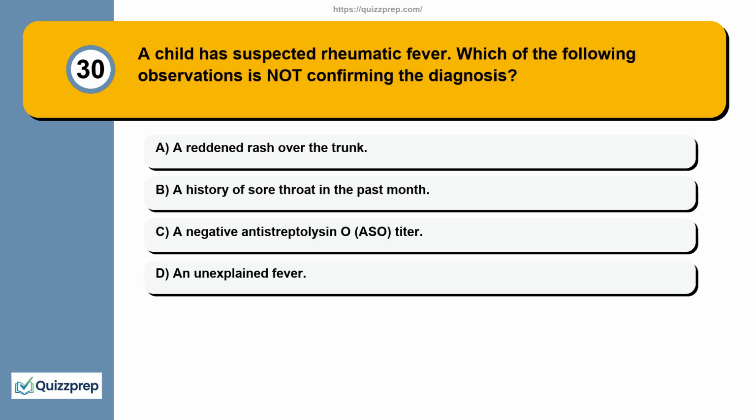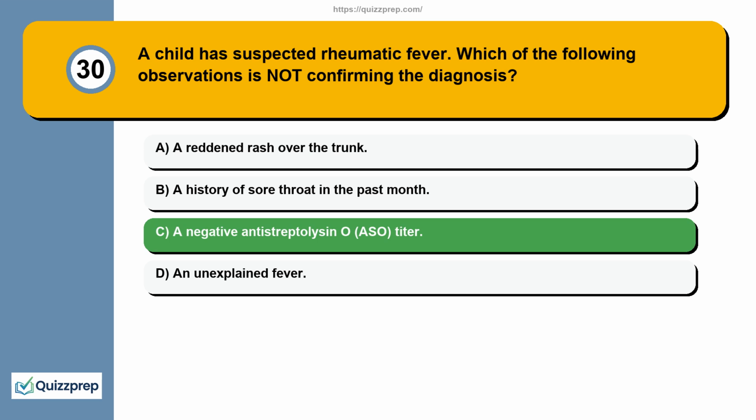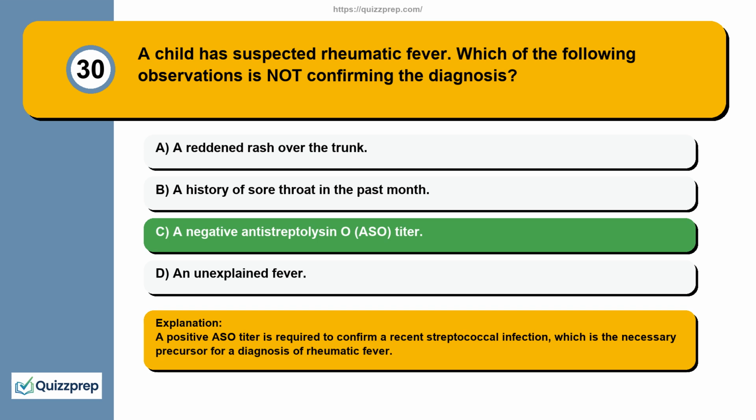Question 30. A child has suspected rheumatic fever. Which of the following observations is not confirming the diagnosis? A reddened rash over the trunk, a history of sore throat in the past month, a negative anti-streptolysin O, also ASO, titer, an unexplained fever. A positive ASO titer is required to confirm a recent streptococcal infection, which is the necessary precursor for a diagnosis of rheumatic fever.